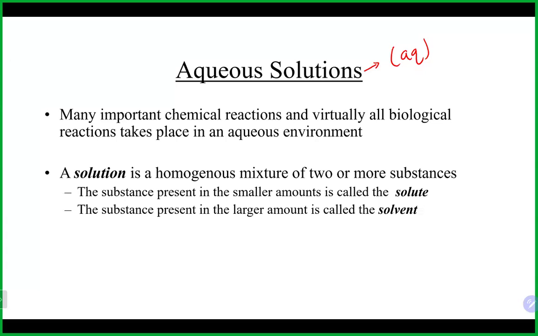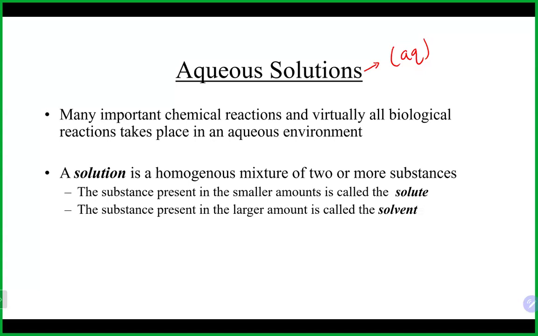There are really two parts to a solution. There's the solute, which is the smaller part of the solution, and there is the solvent, which is the larger part of the solution. Typically, the solute is dissolved in the solvent, and it will dissolve completely because it makes a homogeneous mixture, and that will give you your solution.